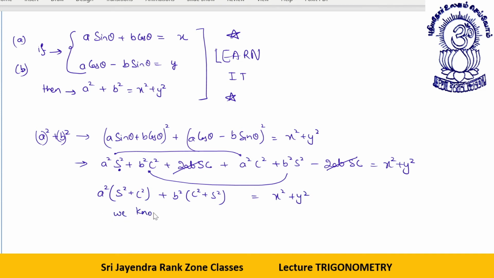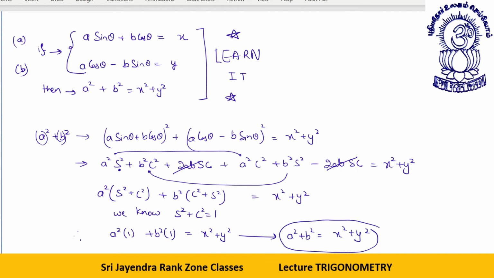We know sine square plus cos square is equal to 1. Therefore, what we get? A square into 1 plus b square into 1 is equal to x square plus y square, or the direct result a square plus b square is equal to x square plus y square, which I want you to memorize. I am sure this must be clear to all my dear students.